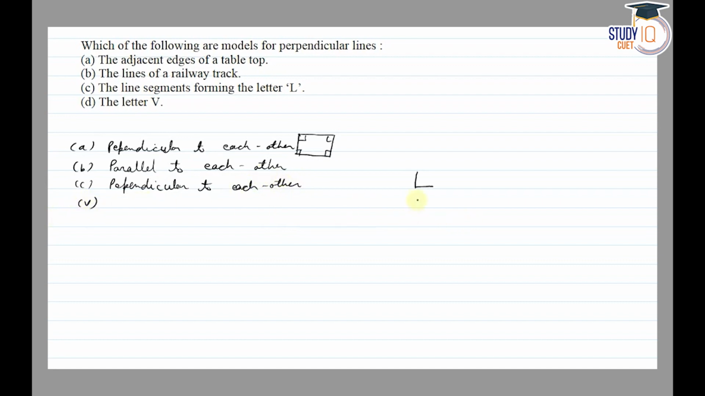And D, the letter V. In V, two inclined lines make an acute angle. So here we get an acute angle. So perpendicular lines are in only two cases, A and C. So the question asks which of the following are models for perpendicular lines, so the answer is first and third. Thank you.